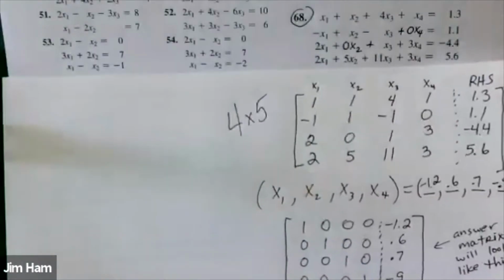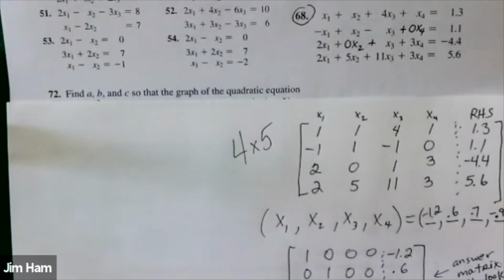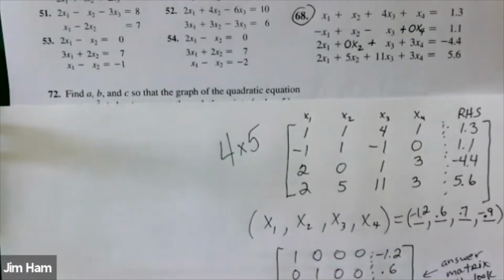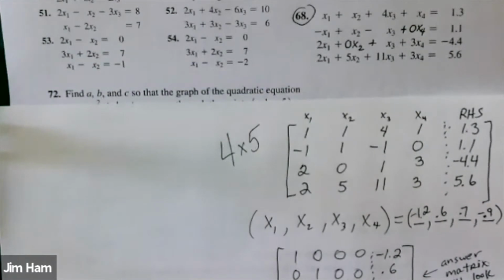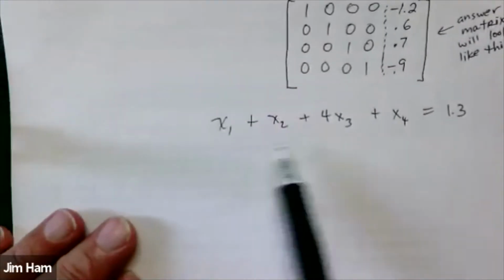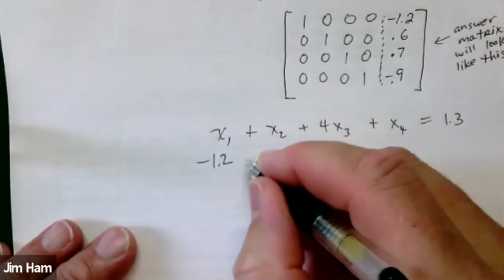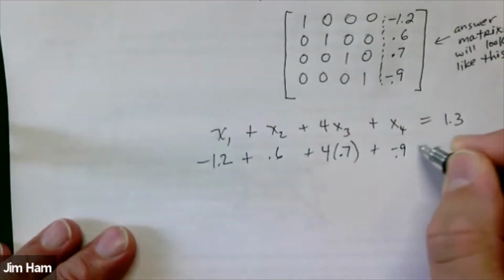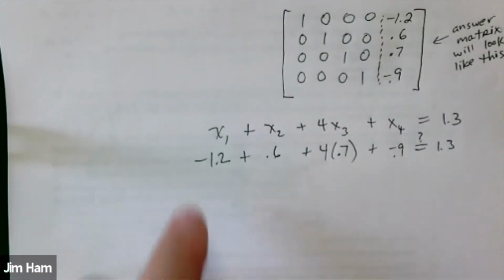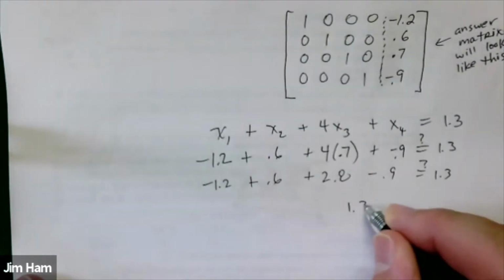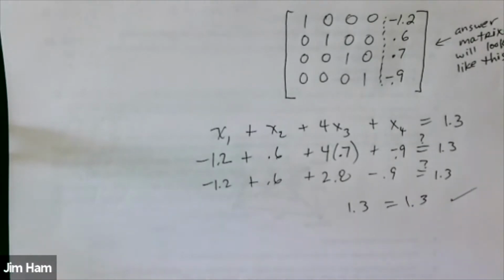I certainly don't want to do it here, but the ultimate check, right, is you would have to put those numbers right there into each equation. So for example, x1 plus x2 plus 4x3 plus x4 equals 1.3. This first equation here, if I write it down here and then put in my values, -1.2 plus 0.6 plus 4 times 0.7 plus -0.9, does that equal 1.3? And if you evaluate everything over here, you'll see that ordered quadruple does in fact work in there.